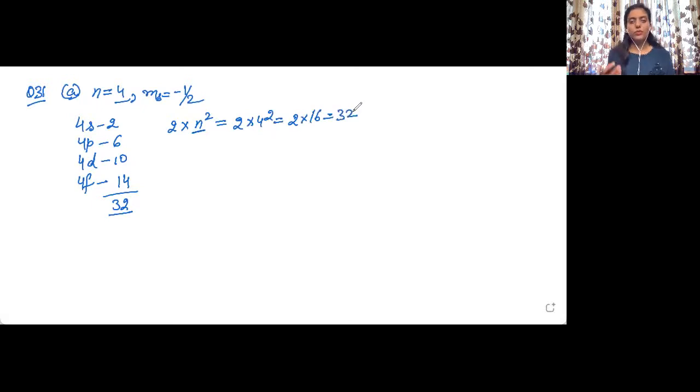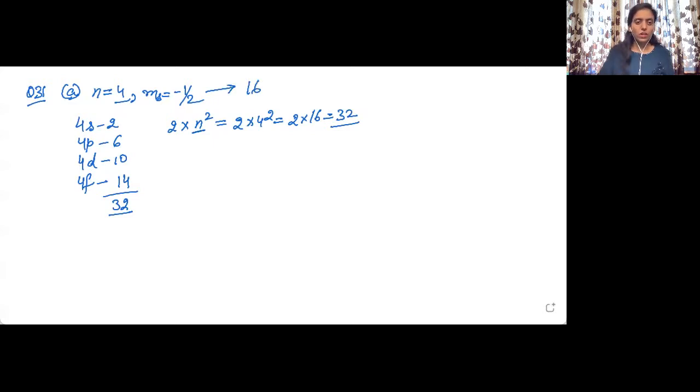Now we know that when 2 electrons are in the same orbital, they can have only plus half and minus half spin. 2 electrons cannot have the same spin if they are in the same orbital. So 32 total electrons are possible. Half will have spin plus half and half will have spin minus half. So the number of electrons with this quantum number will be 16 in this case.